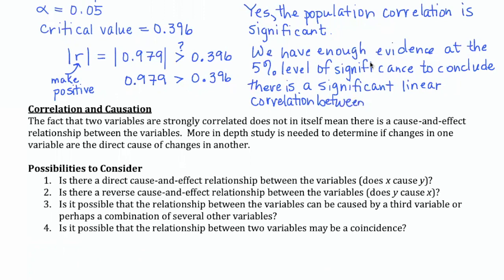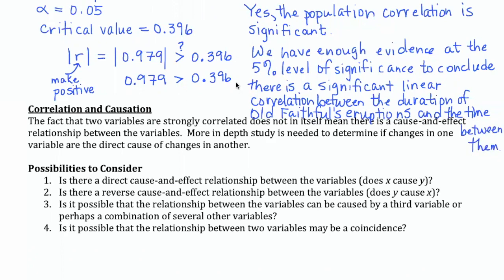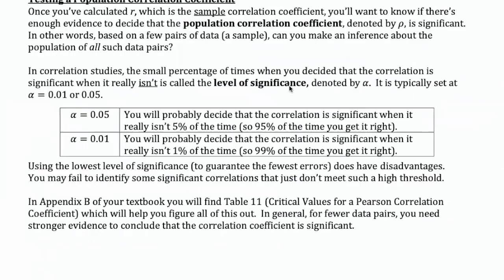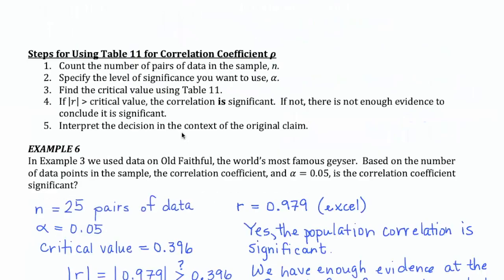between the duration of Old Faithful's eruptions and the time between them. The 5% level of significance, that comes from back over here. When we use alpha at 0.05, remember that said that we'll decide something is significant when it really isn't 5% of the time. So that's called a 5% level of significance.